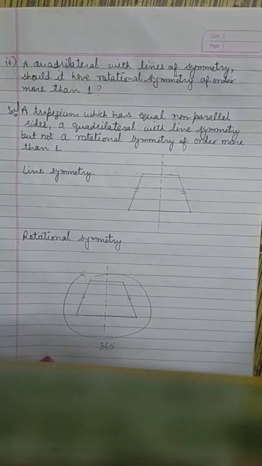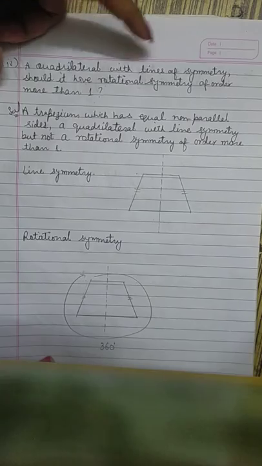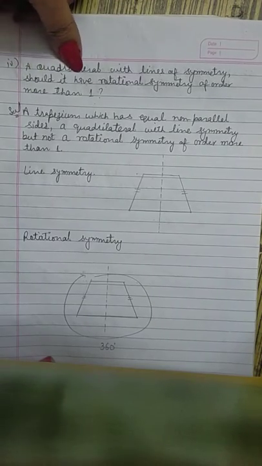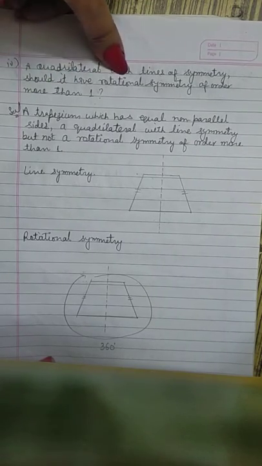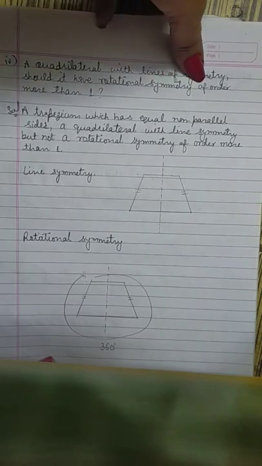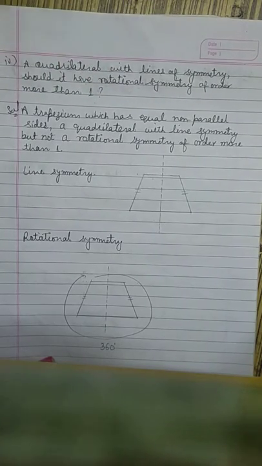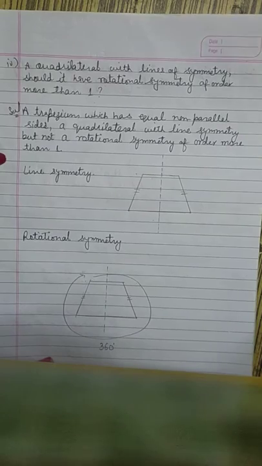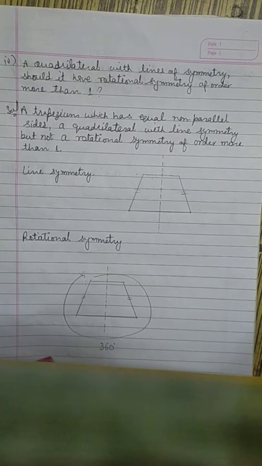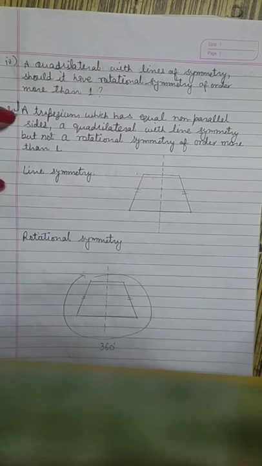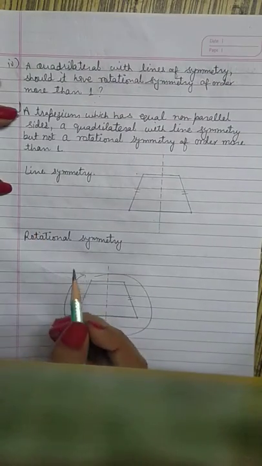Next, in the fourth part, a quadrilateral with a line of symmetry, should it have rotational symmetry of order more than 1? Again we have to find a quadrilateral having one line of symmetry but not having rotational symmetry of order more than 1.